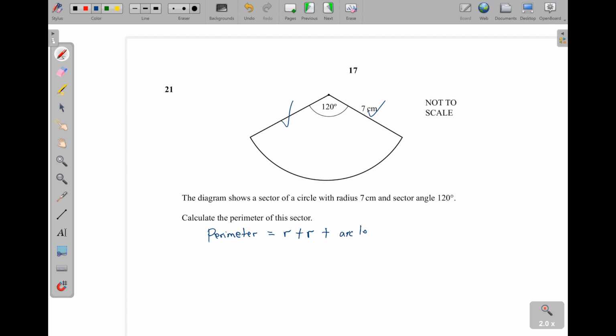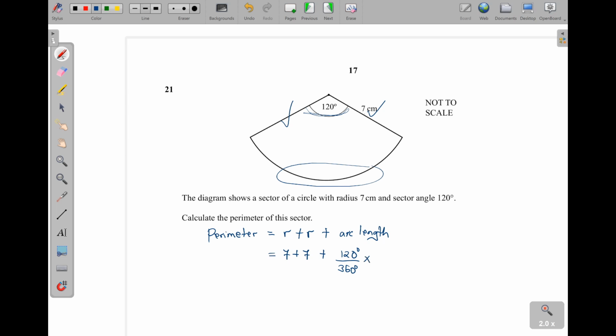Okay, the arc length. This one here. So this is 7 plus 7, then plus the arc length. You look at the angle which is subtended at the center, then divide by the sum of angles in a circle, which is 360 degrees.